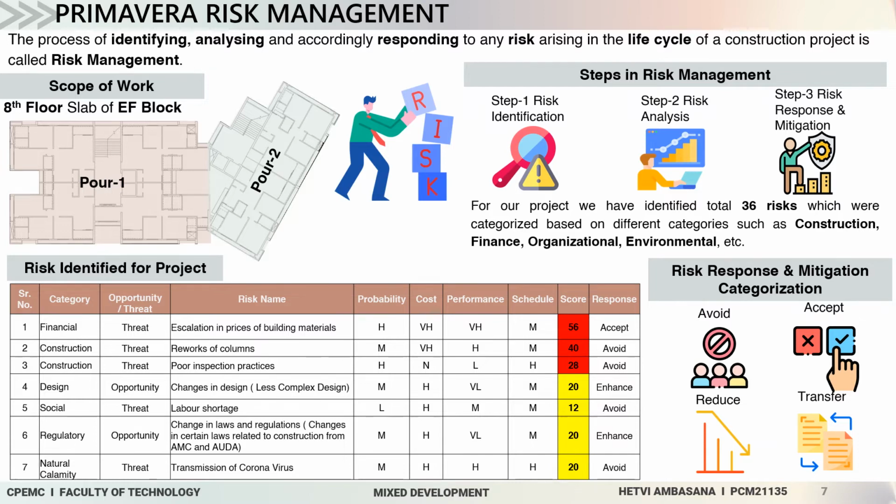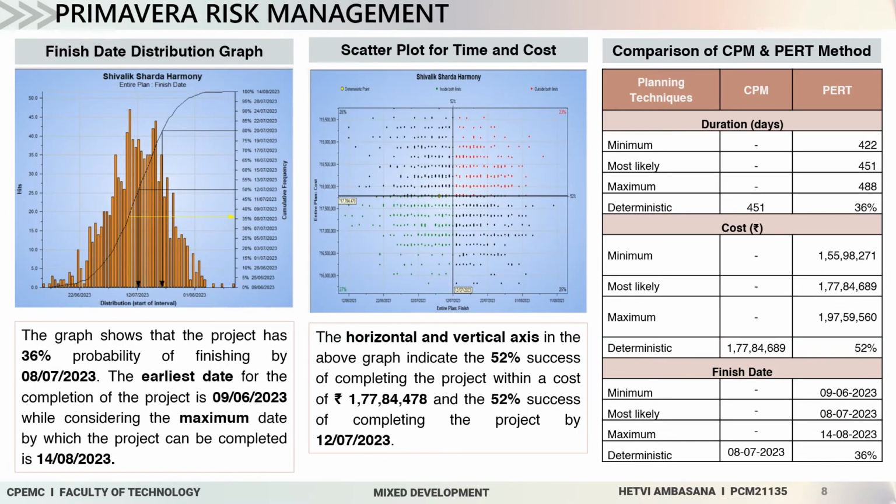The category of each risk is mentioned. Also, their probability of occurrence, cost, performance, schedule is mentioned on the scale of very high to very low. The score of each risk is also mentioned along with the response strategy. The response can be categorized into four types: avoid, accept, reduce, or transfer. After following the above steps, some graphs were prepared.